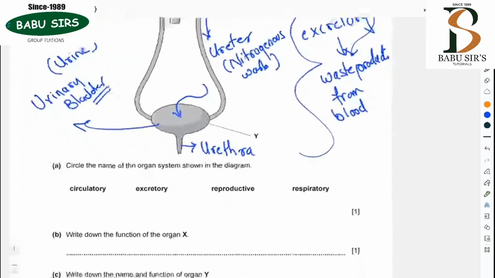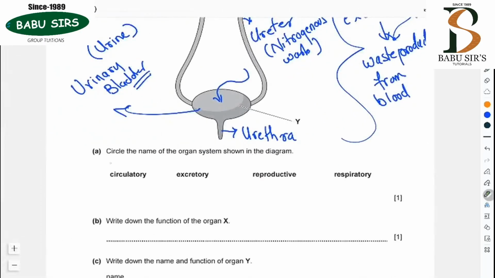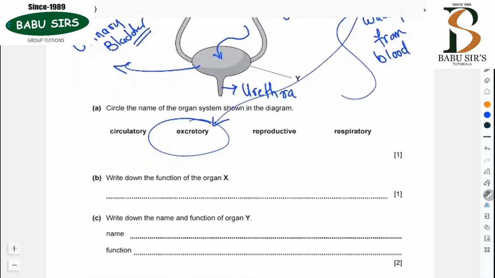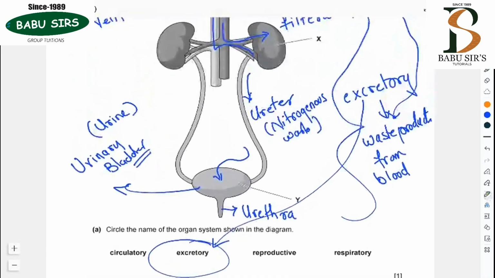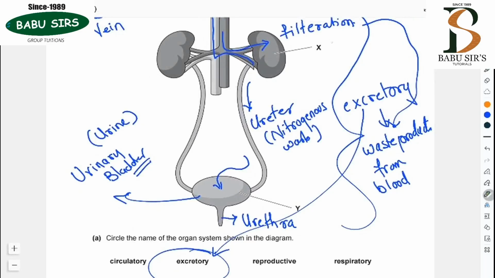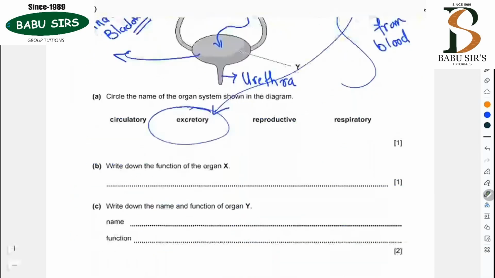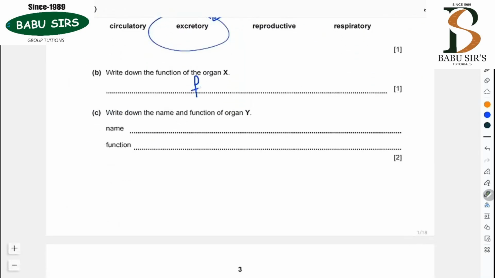So in this question, what questions are asked? Circle the name of the organ system. So this is the excretory system, which I have already explained here. Now the next is, what is the function of the organ X? So you can see this organ X, and the function is what? It is filtration. So I'll write here filtration. Filtration of what? Blood.